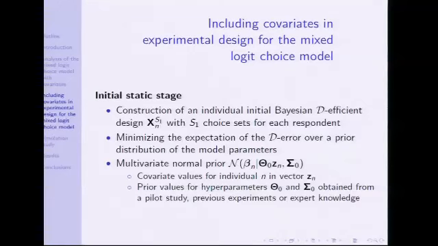We construct a semi-Bayesian D-efficient design, so we need a prior distribution to integrate the D-error over. And for this, we assumed this multivariate normal distribution. As we believe covariate information matters, we also incorporate this covariate information in this prior distribution, which comes in with the vector Z. Now, there's also the hyperparameters from the population, which we need prior values for, and in most cases this comes from a pilot study or from some previous experiments.